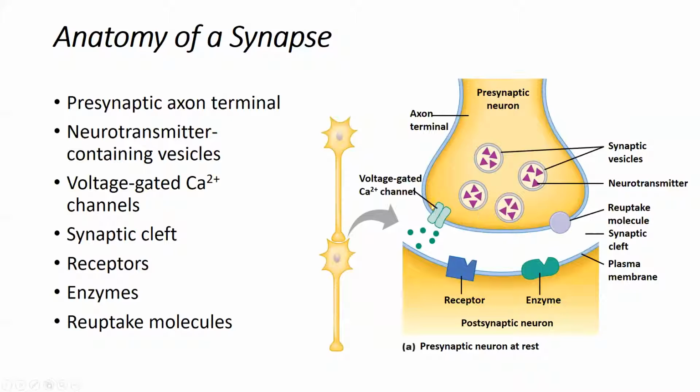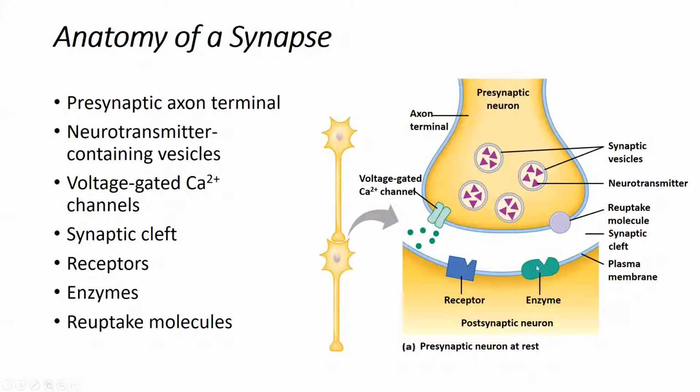Okay, so there is the presence of voltage-gated calcium channels. There are vesicles that have neurotransmitter in them, and we call these synaptic vesicles. So these tiny little vesicles here that have neurotransmitter in them are called synaptic vesicles. We also have the presence of some type of receptor on the postsynaptic neuron. And this receptor is going to be unique to binding whatever this neurotransmitter is.